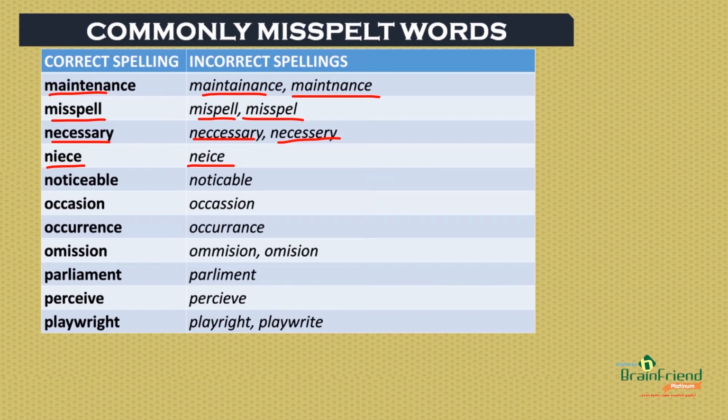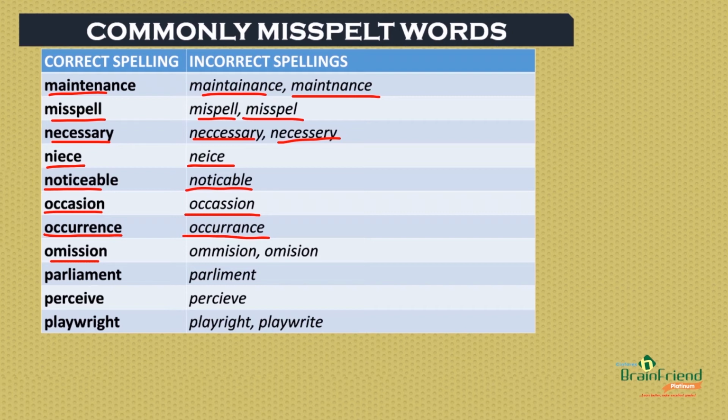Moving on, we have noticeable, spelled N-O-T-I-C-E-A-B-L-E, but wrongly spelled as N-O-T-I-C-A-B-L-E. Moving on, we have occasion, spelled O-C-C-A-S-I-O-N, but wrongly spelled as O-C-C-A-S-S-I-O-N. Also, we have occurrence, spelled O-C-C-U-R-R-E-N-C-E, wrongly spelled as O-C-C-U-R-R-A-N-C-E.